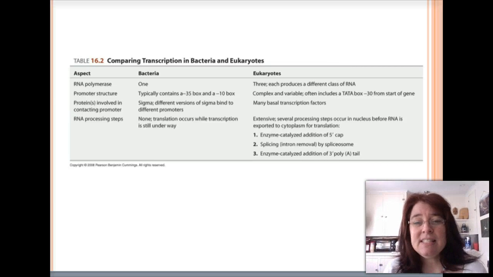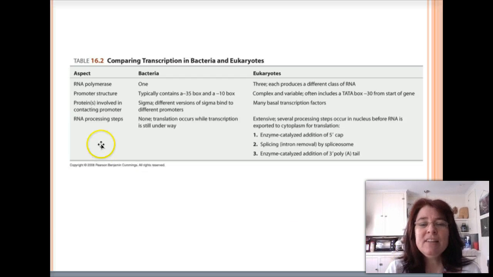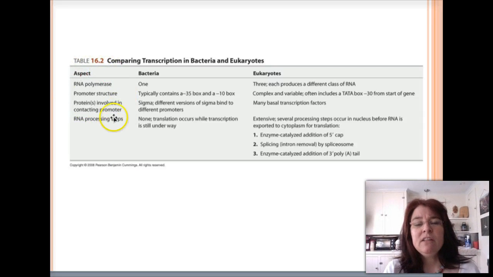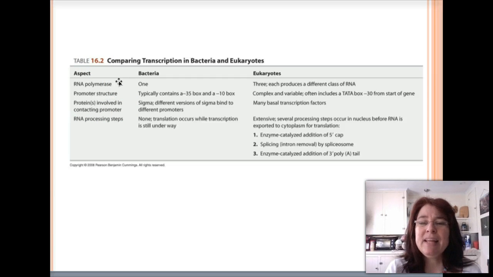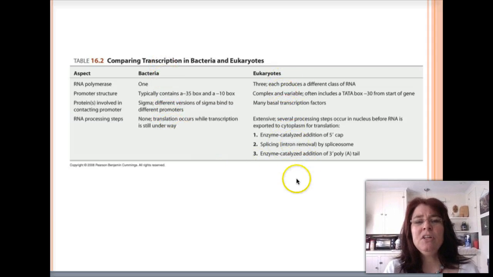This last slide for us today is a table that comes directly out of your textbook. And I put it in here because it helps us make the comparison between transcription in bacteria and transcription in eukaryotes. So on the very left-hand side of the table, they provide different aspects of transcription, things like the RNA polymerase enzyme, the promoter structure, the proteins involved, and any processing steps that occur. And then they compare in this column what's going on in bacteria to this column what's going on in eukaryotes.